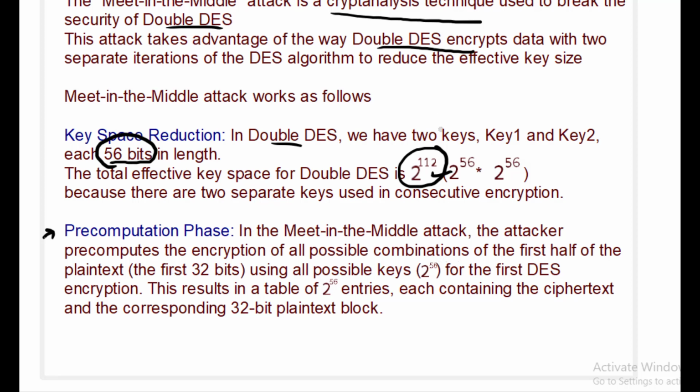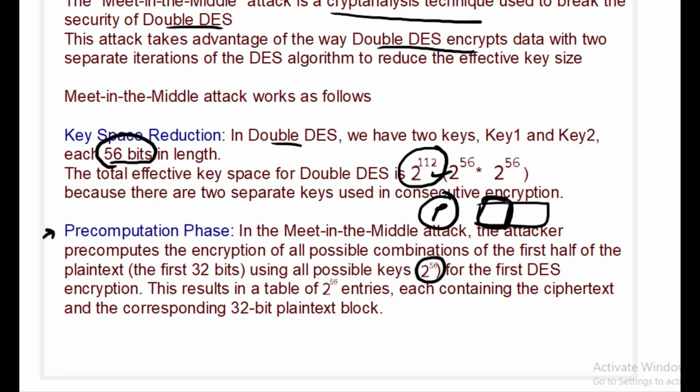Okay, so the attacker will take any plain text message. Let us say the plain text is P. This can be any randomly chosen text. Out of all these 64 bits, the attacker takes the first half and encrypts it using all the possible key combinations. Because the key is 56 bits, there are 2 raised to 56 combinations.